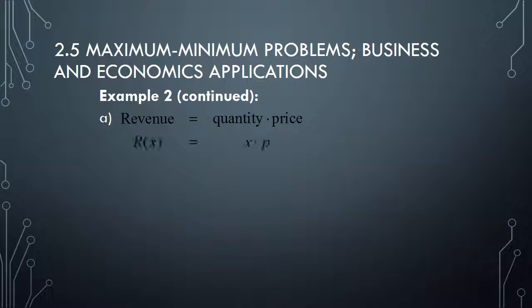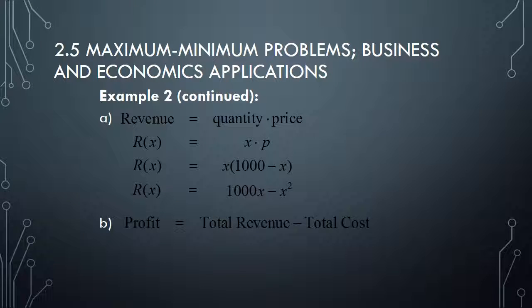Okay, so revenue is quantity times price. Quantity is just X. Our price is 1,000 minus X. So 1,000X minus X squared, that's our revenue. Our profit is revenue minus cost. So again, we're going to set up a little problem here, subtract. Don't forget to distribute that minus sign, and we get negative X squared plus 980X minus 3,000.